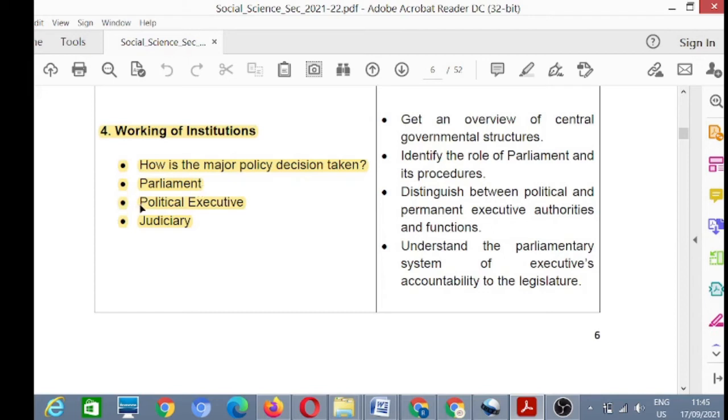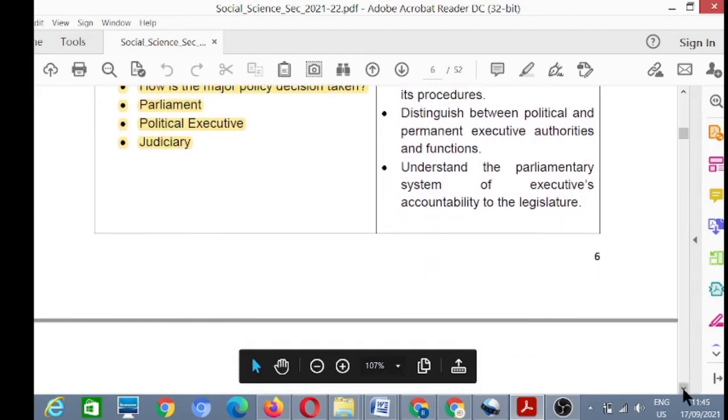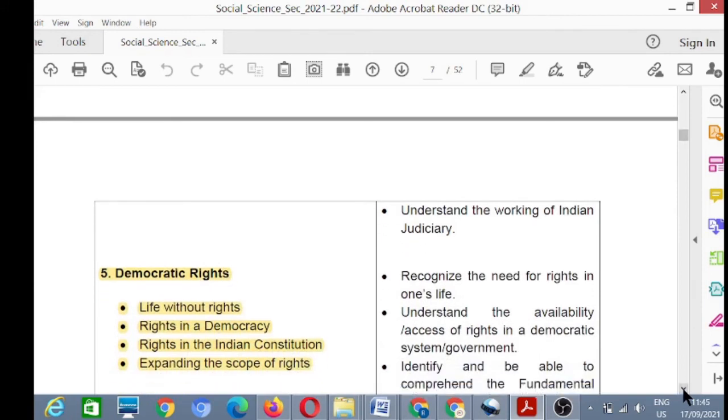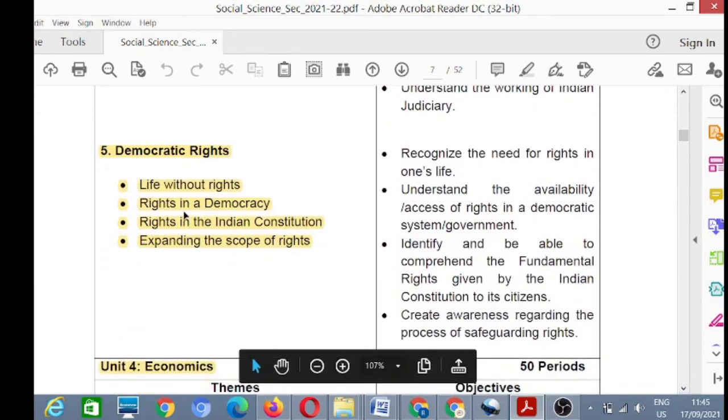Now second is Parliament, the Indian Parliament. Then the political executive. Then the judiciary. The judiciary is related to judges, courts, lawyers.